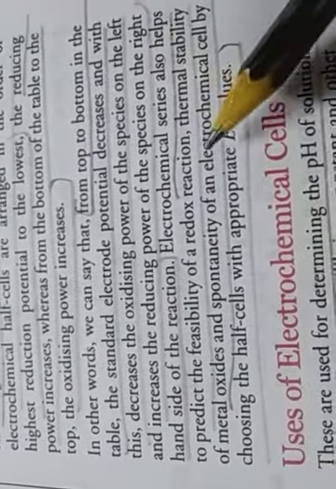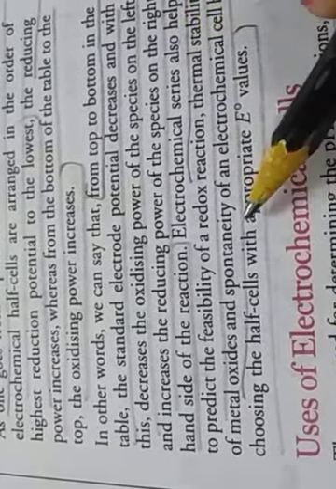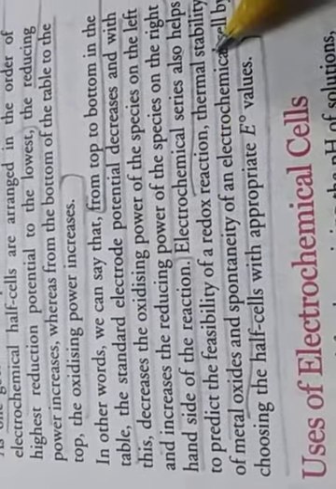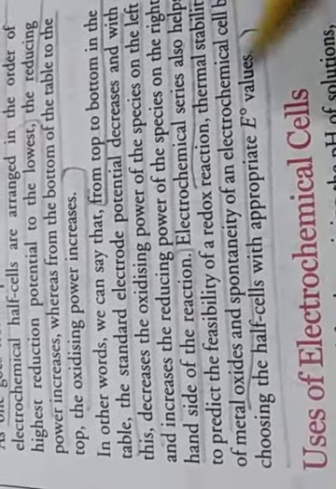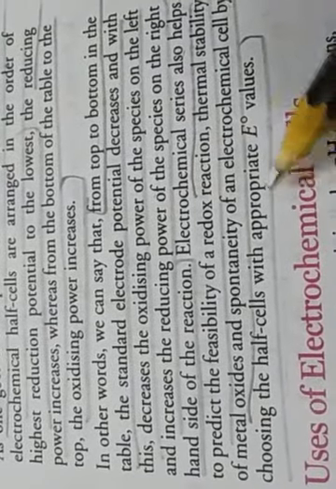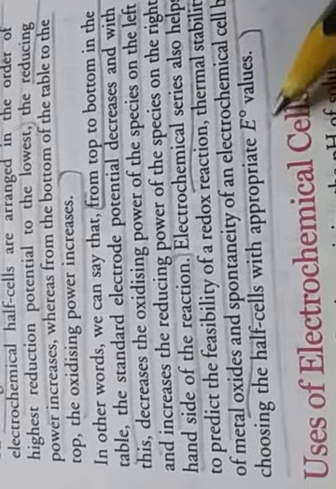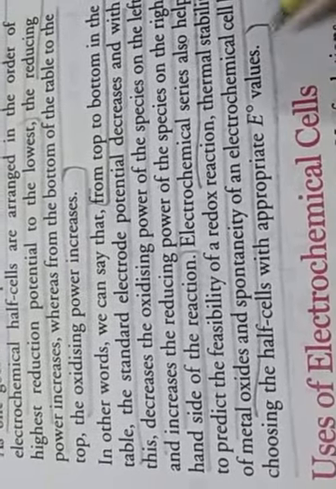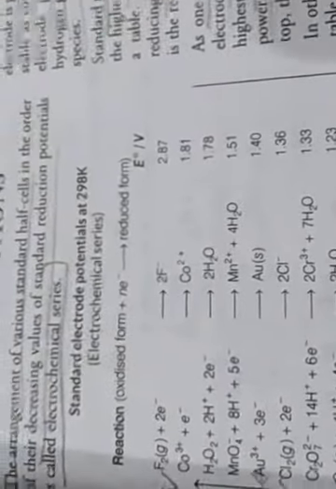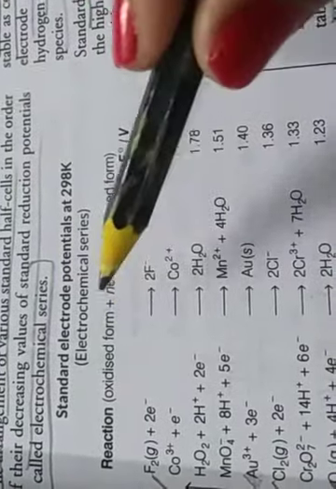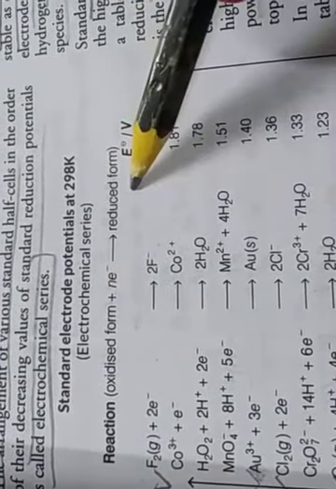Clear? So the electrochemical series also helps to predict the feasibility of the redox reaction, the thermal stability of the metal oxide, okay, and the spontaneity of the electrochemical cell by choosing the half cell with appropriate electrode potential value. So only one concept you learn here, written only in reduction way. Okay, oxidized form gains electrons and converts into the reduced form.